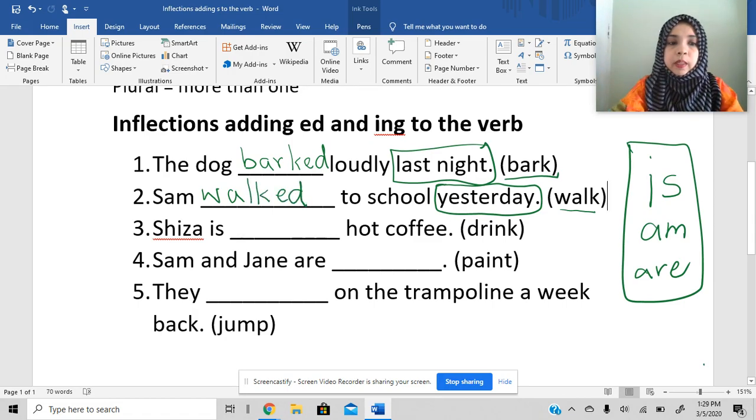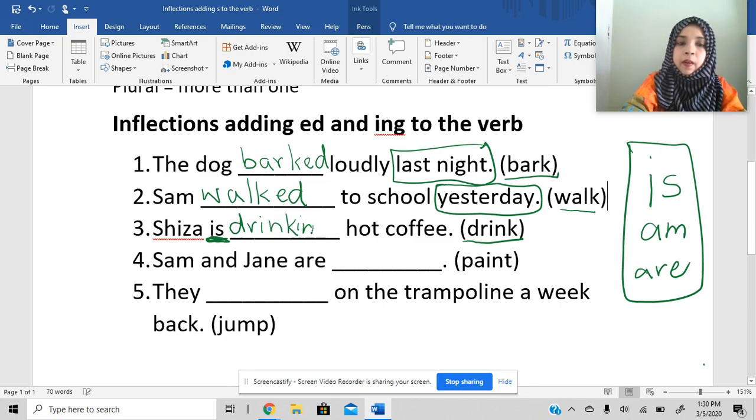All right, let's go to number three. Shiza is dash hot coffee. The verb is drink. Now, is this sentence telling us that something has happened in the past? No, something is happening right now with is. Is telling us that Shiza is right now drinking hot coffee. So we are going to add ing to the verb and it will become drinking.